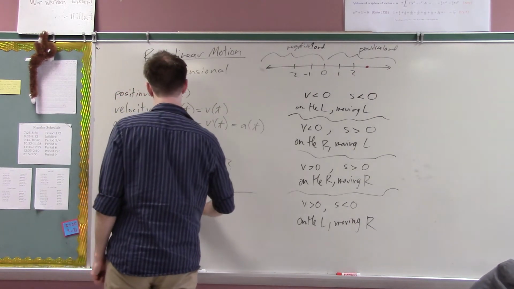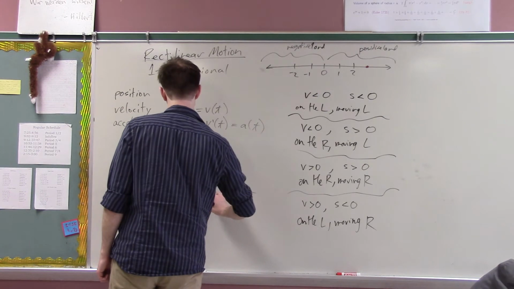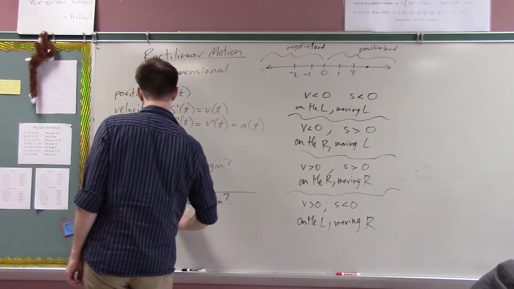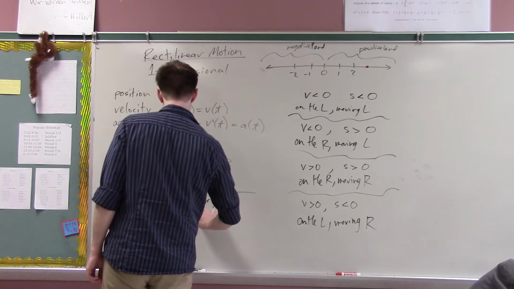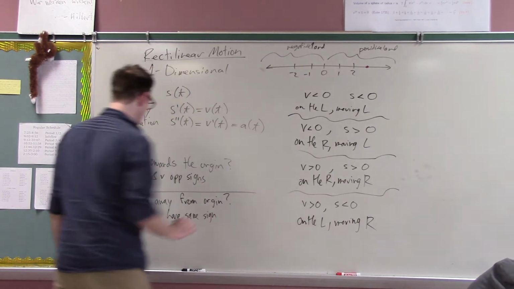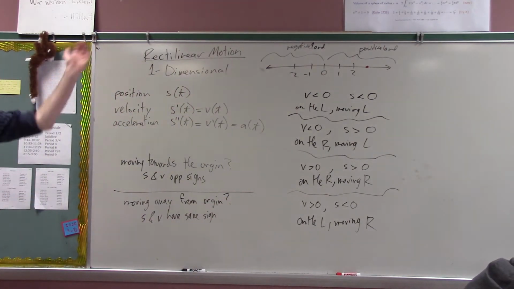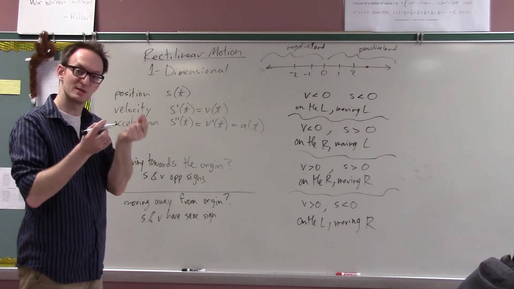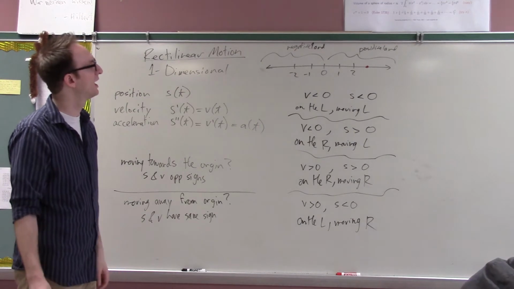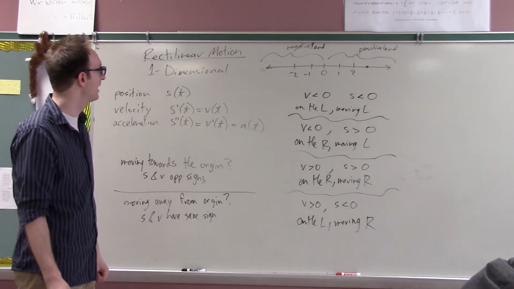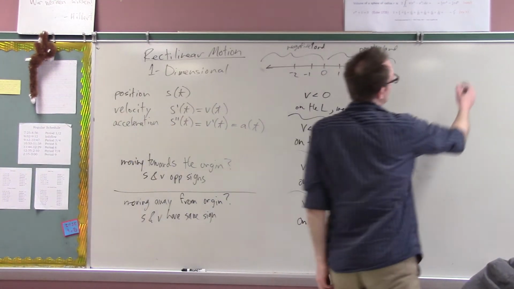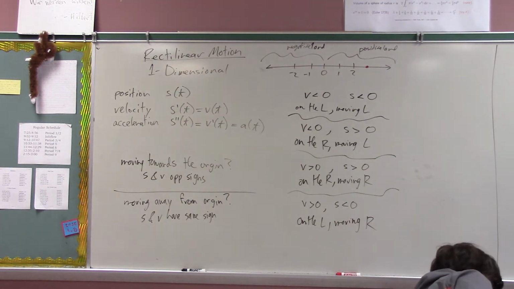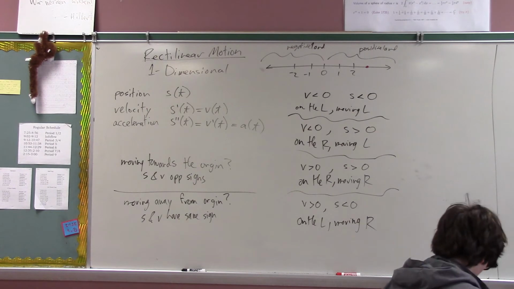And then when am I moving away from the origin? Just shout it out. When they're the same sign. Yeah, when they have the same sign, right? When S and V have the same sign. Because I'm moving away from the origin when I'm either on the right moving right or on the left moving left, right? So when the velocity and position vector are pointing in the same direction. Okay, cool. So that is all nice and pretty easy, I guess, although some thought is required.